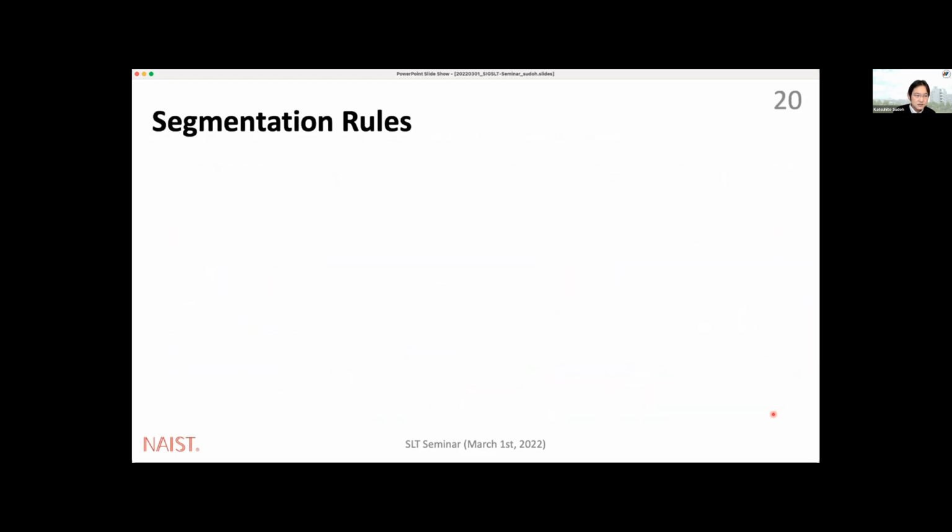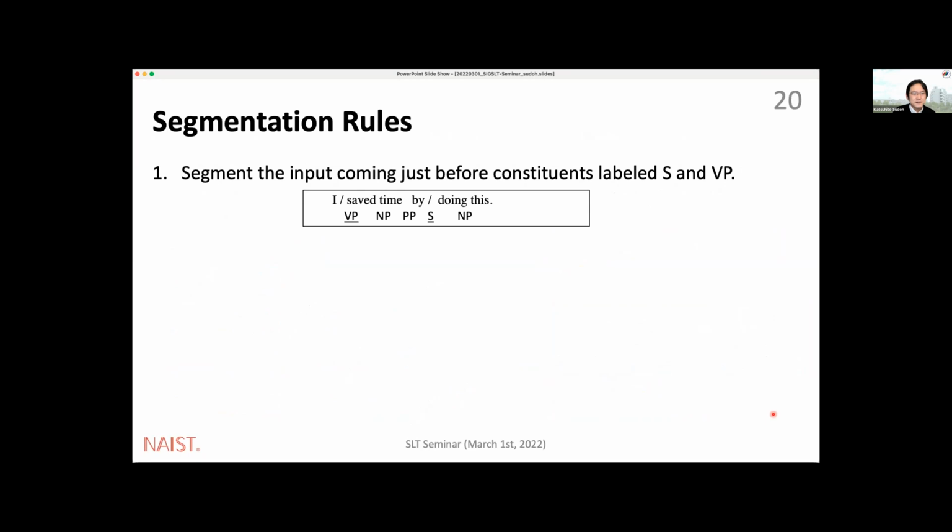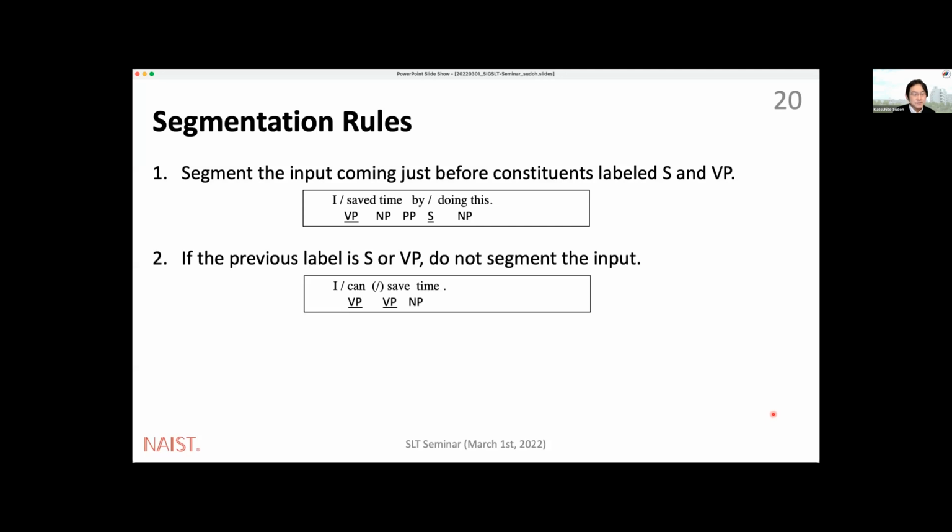Okay, so we also have to define the segmentation rules for when we start segmental translation, that is, when we observe what kind of constituent labels. For our first rule, we segment the input just before the constituent labels S and VP. This is a very reasonable rule used in English to Japanese translation. And we also apply some exceptional rules to avoid frequent segmentation. If the previous label is S or VP, we do not segment the input.